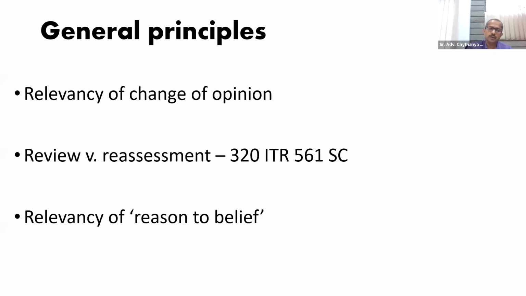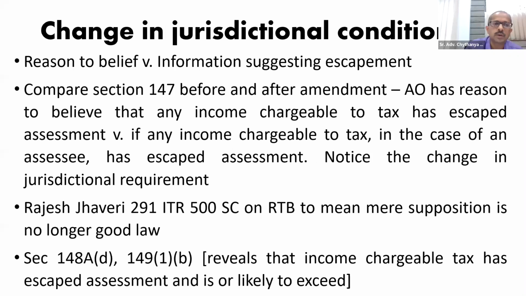Now, in place of that, you have information suggesting escapement of income, as is given in section 148, explanation 1 and explanation 2. They are completely circumscribed and exhaustive in nature, as compared to reason to believe, which could be quite broad in nature. As we discuss explanation 1 and explanation 2 to section 148, we would get to know more about it.